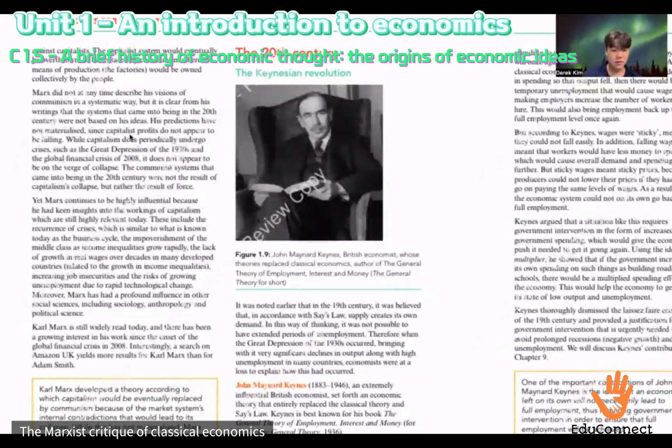These include the recurrence of crises, which is similar to what is known today as a business cycle, the impoverishment of the middle class as income inequalities grow rapidly, the lack of growth in real wages over decades in many developed countries related to the growth in income inequalities, increasing job insecurities, and the risks of growing unemployment due to rapid technological change. Moreover, Marx has had a profound influence in other social sciences, including sociology.